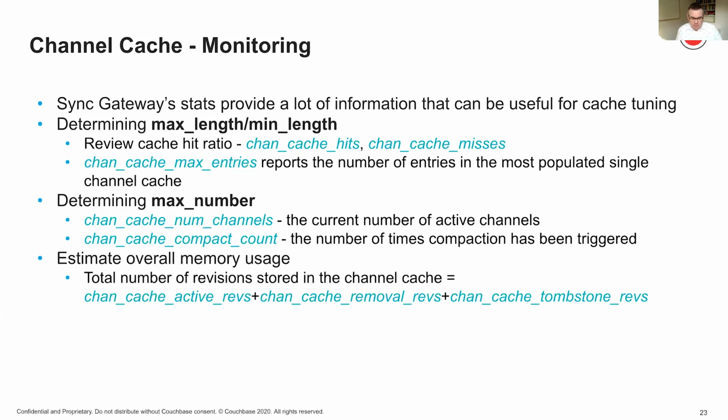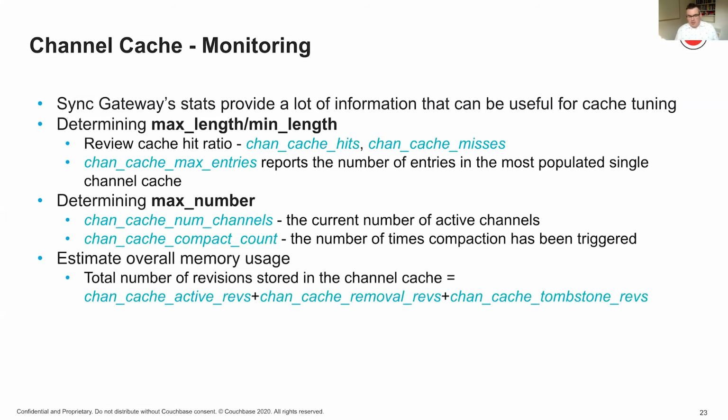So if you've got a lot of channels of different sizes, you can identify what you need to set your max length to such that your largest channel is fully resident. Alternately, if channel cache max entries is showing up as matching max length, you have some channels that exceed the size of your cache. And then determining max number, so the max number of channels being cached. The channel cache num channels shows the number of active channels. So this tells you whether or not you're hitting max number or not, and whether, for that given sync gateway node, it's trying to serve more channels than have been requested.